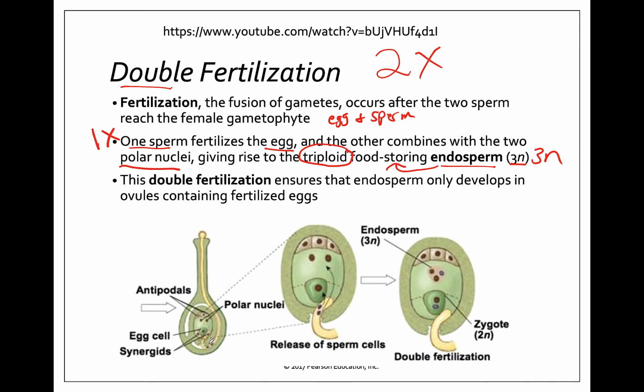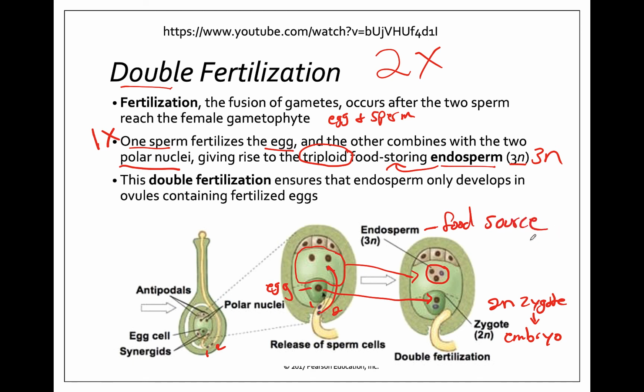All right, so here we can see 1, 2. Those are 2 sperm cells. My first sperm cell 1 is going to go here and fertilize the egg. This is going to make my zygote, right? So this becomes 2N zygote, which is going to eventually become the embryo, which is my baby plant. My 2 polar nuclei are just kind of hanging out here in the center of this really big cell. So my second sperm is going to come here and fertilize those, leading to this triploid cell, which is going to become the endosperm, which makes up the food source for the new baby plant.